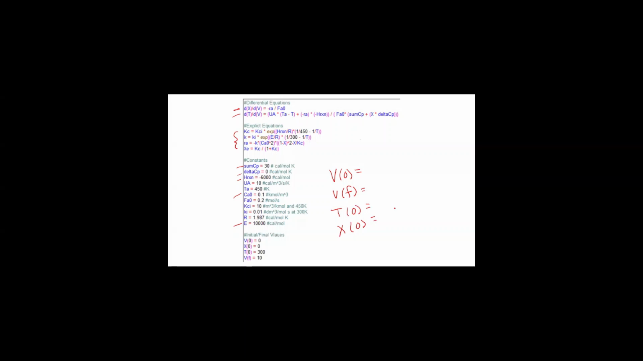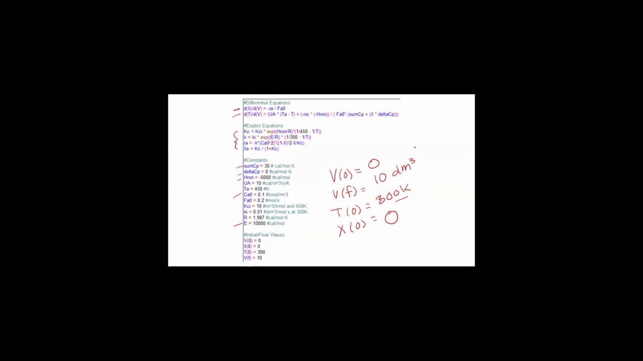So our conversion starts at 0. There is nothing reacting at the beginning of the reactor, so there is no conversion. Our initial temperature is 300 Kelvin, so that's given to us in the problem statement. And then our initial volume is 0 as well, and the final volume is 10 decimeters cubed. Those values are both given to us in the problem statement.